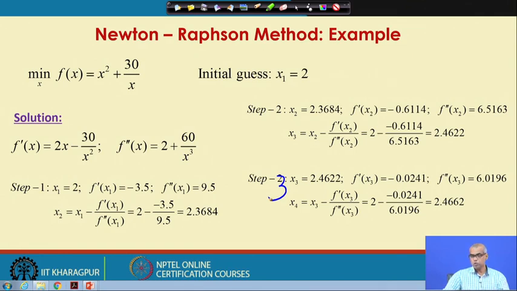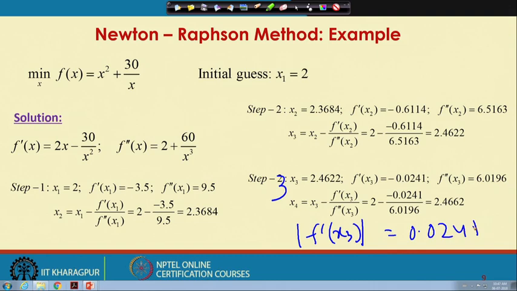Note that the absolute value of f prime x 3 at this stage is 0.0241. So, if we would have set epsilon as, let us say, 0.25, I would have stopped at this point. But if we have set say epsilon equal to 0.01, we must go to step 4 or iteration 4 to check whether convergence is achieved or not. So, this way you can make use of the Newton-Raphson method for minimization of a function.